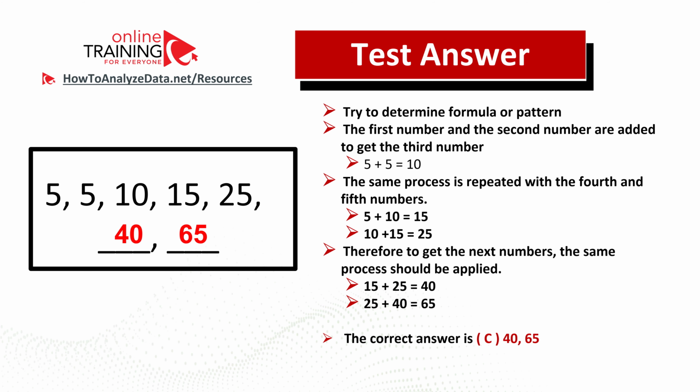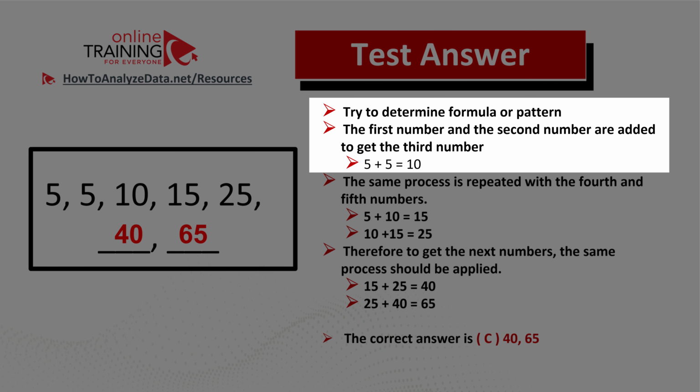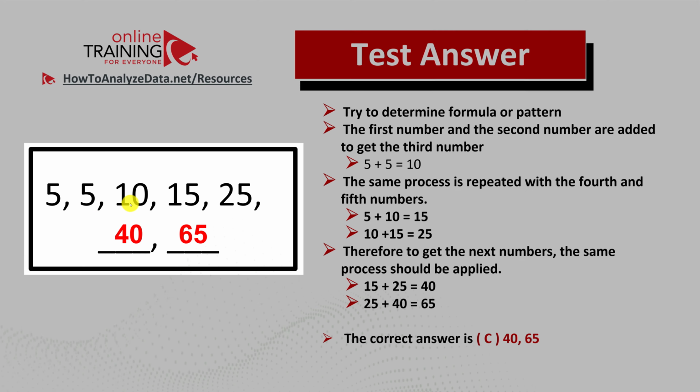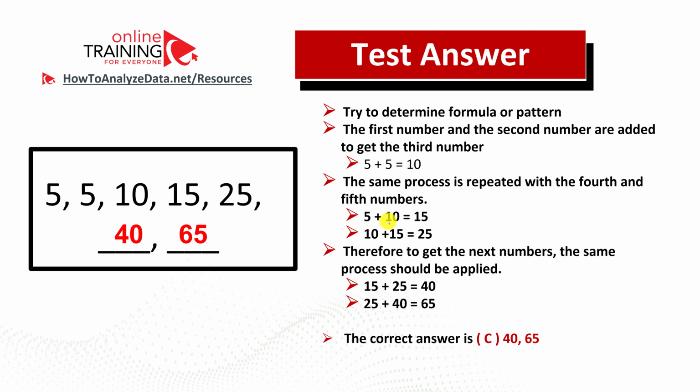As usual, in all pattern questions, you need to try to determine either the pattern or the formula to calculate the next number. And in this particular case, the first number and the second number are added to get to the third number. So let's do the math. 5 plus 5 equals 10. The same process is repeated with the fourth and fifth number. 5 plus 10 equals 15. 10 plus 15 equals 25.